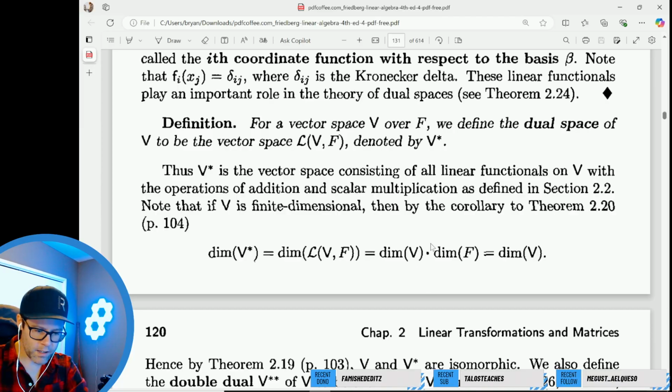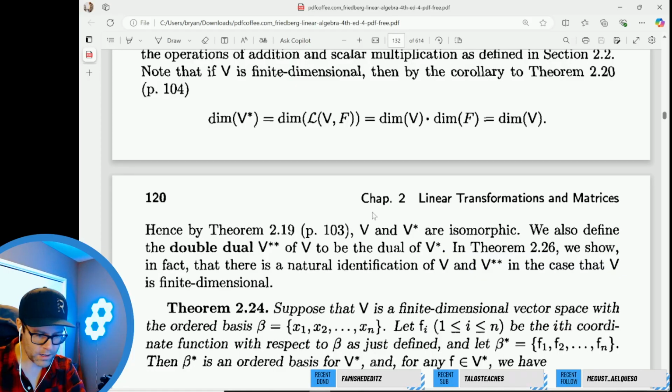Okay, so I think that's because the dimension of F here is 1, right? If it's a field, the dimension of the field should be 1. Oh my god, Reese is back. Okay, so that makes sense. So they're saying since the dimensions are the same when these are finite dimensional, they should be isomorphic to each other. Cool.